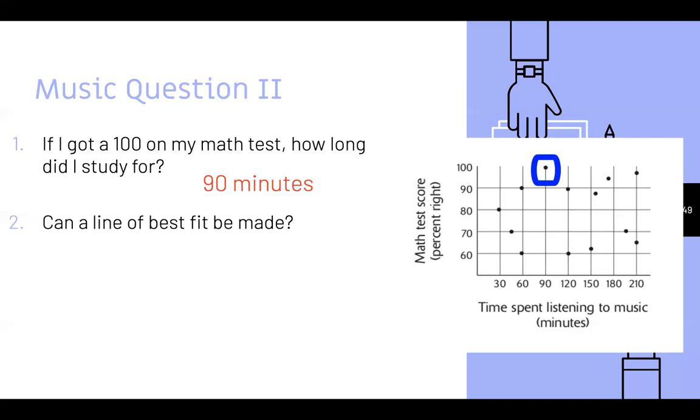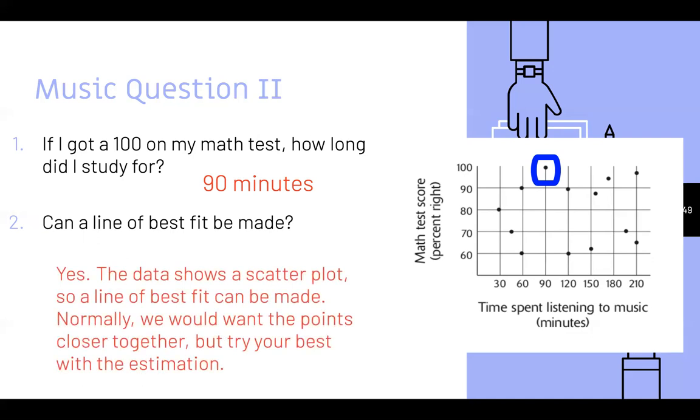And can a line of best fit be made, right? And you would think no at first, these data points are so far apart, but they actually can be. The data shows a scatter plot, so a line can always be made, and we normally want the points closer together, but just try your best in that estimation. And that would be my line of best fit for that data in red.